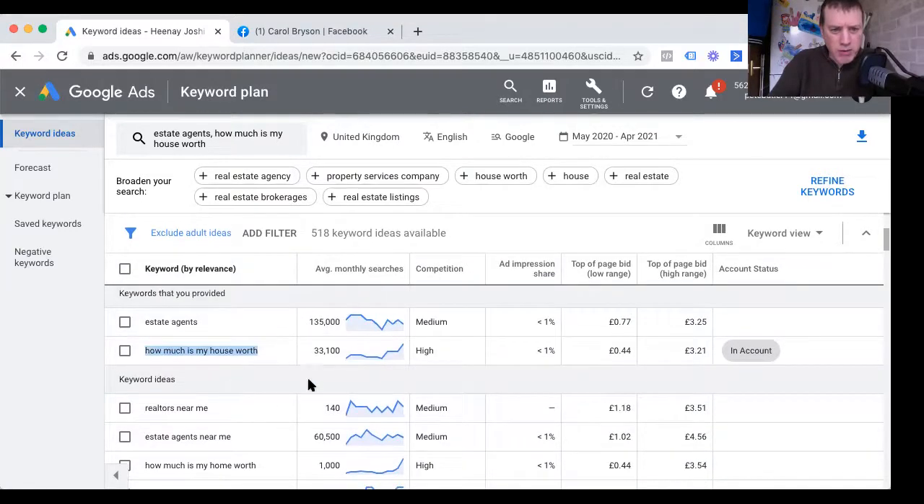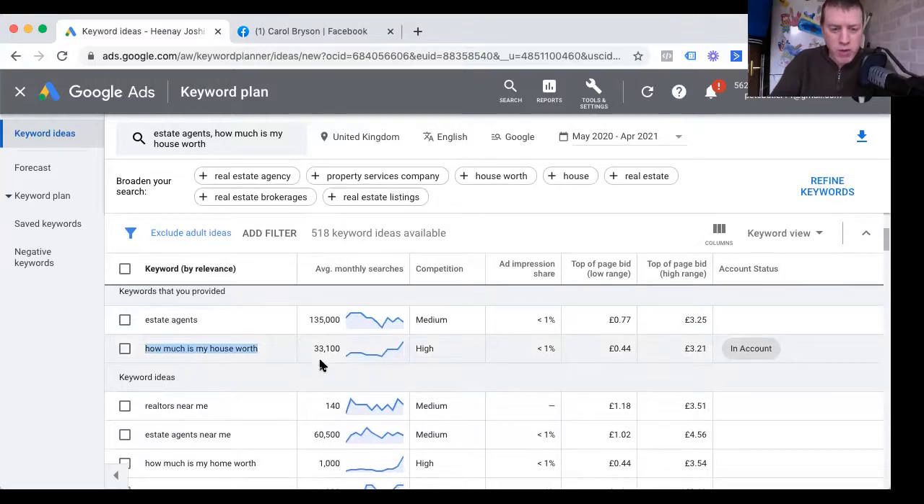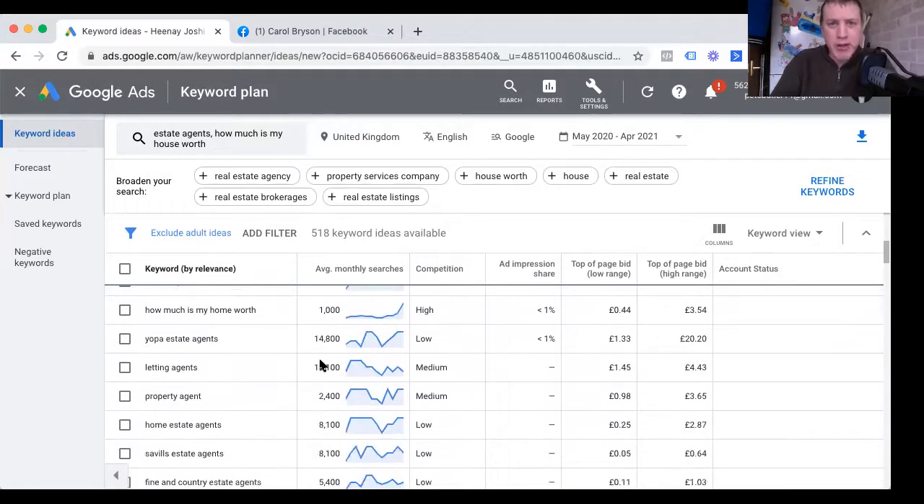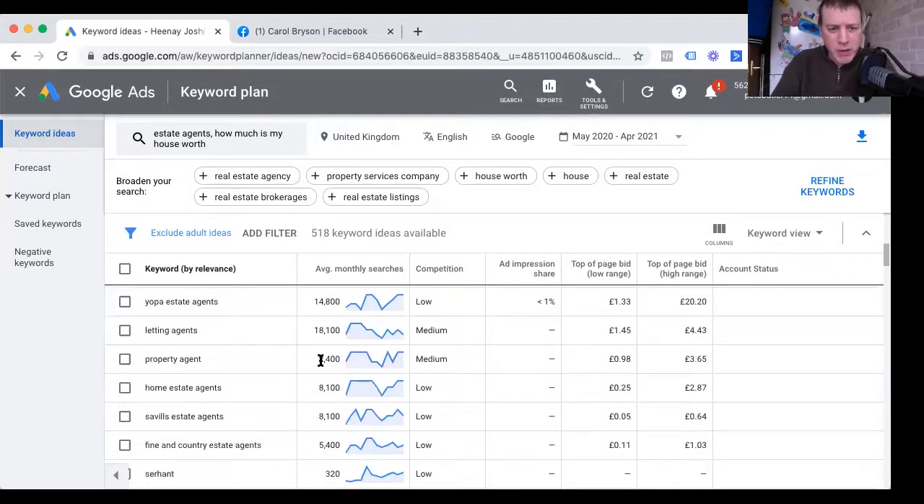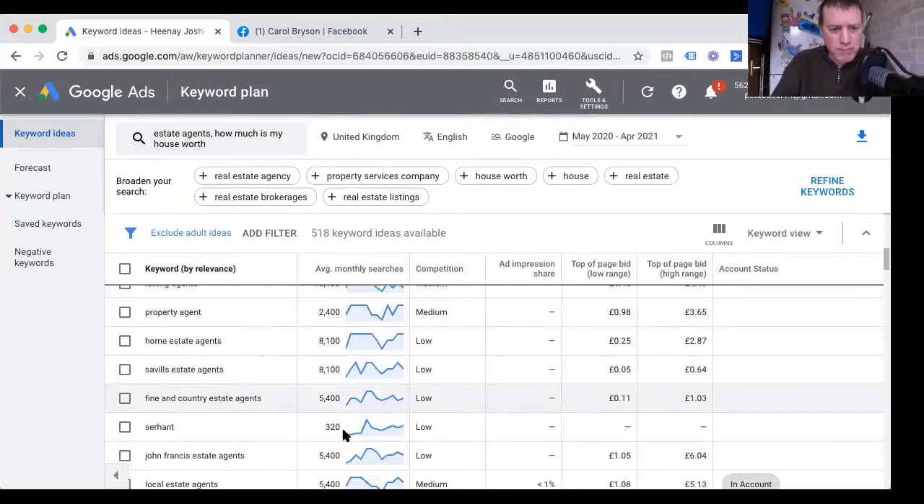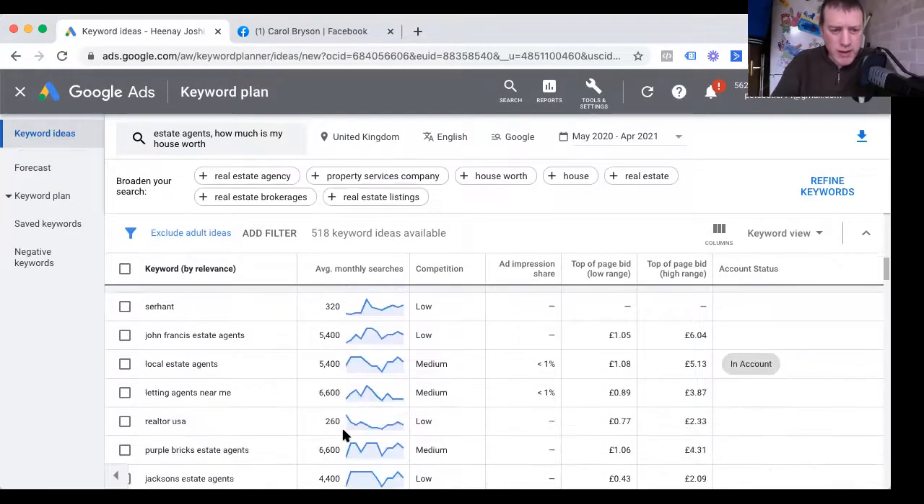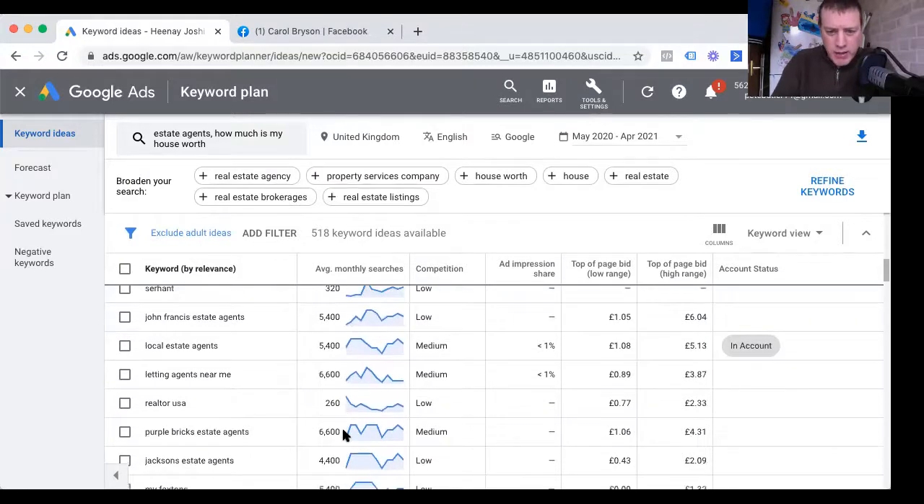And then it's telling us these are the keywords that we've typed in. It's quite good and strong, obviously, because I know the game and I've been through this a few times. It's not my first rodeo, but that's how we do it. We come in here and ask what other keywords we can search for. I mean, letting agents near me, again £3. If we're doing letting agents, we could do that.